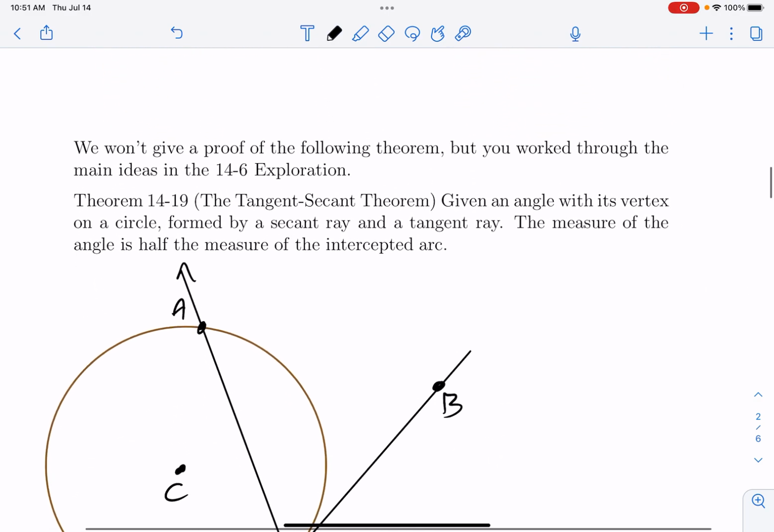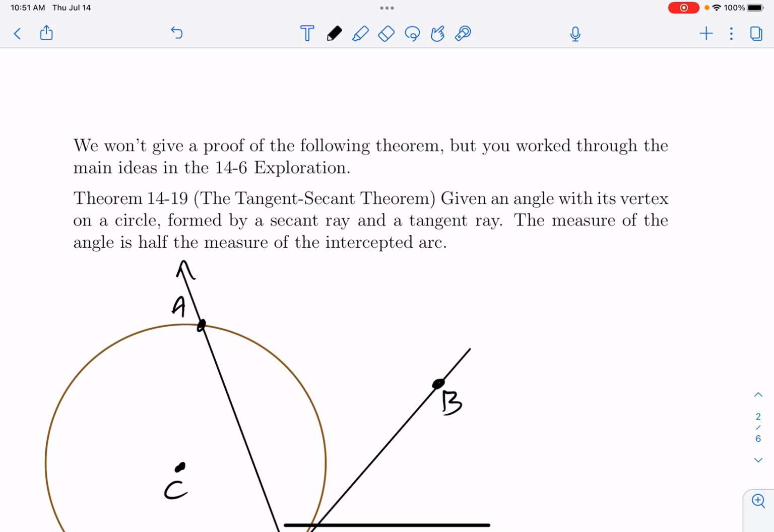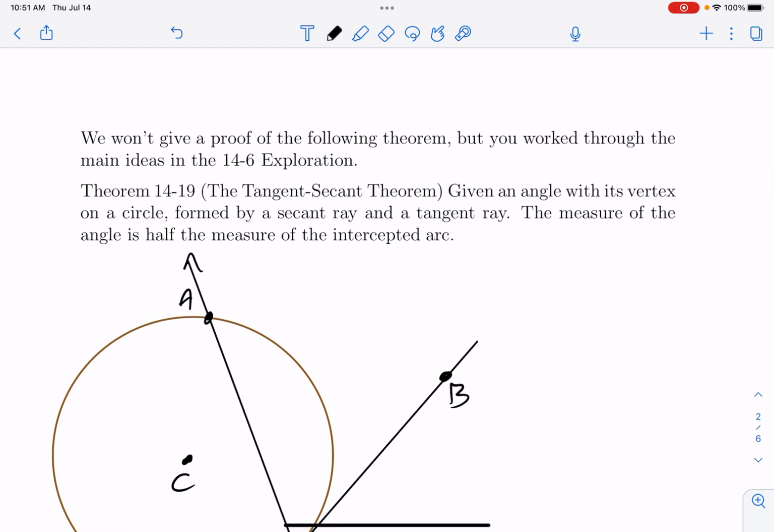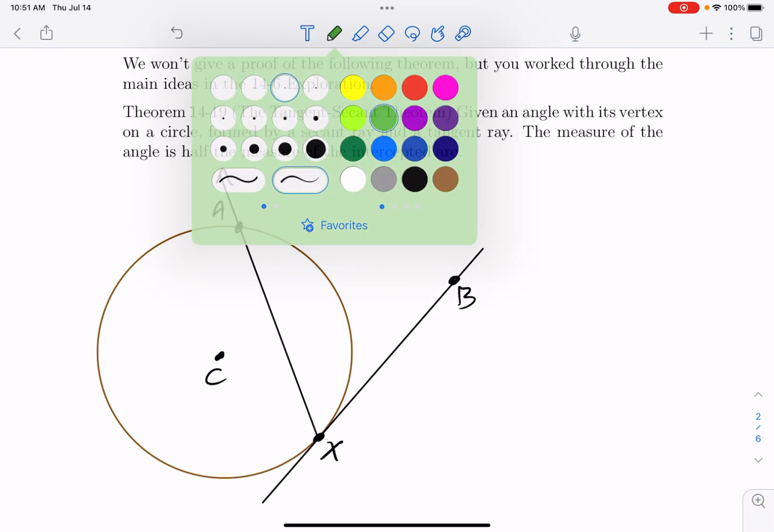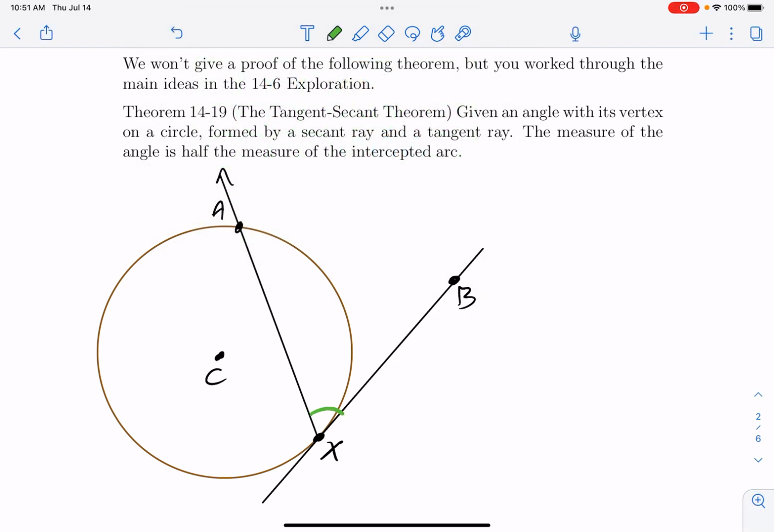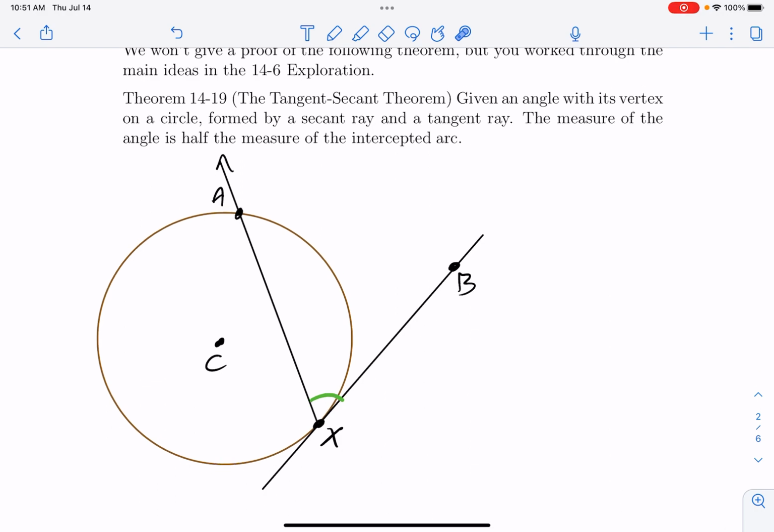Okay, so now let's talk about some other things, and you explored these already. I've said in the notes I'm not going to give a proof, but here I am going to give quick proofs. So we have what's called the tangent secant theorem. We have an angle like so, with its vertex on the circle, and it's formed by a secant ray and a tangent ray. So this, strictly speaking, is not an inscribed angle. It is an angle with its vertex on the circle, but one of the sides is a tangent rather than a chord or secant. But we can find a similar rule about how big that is.